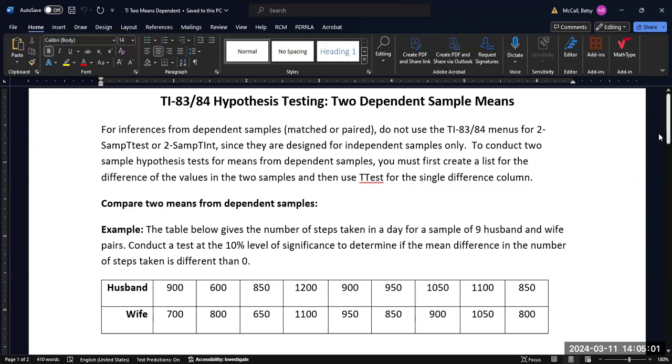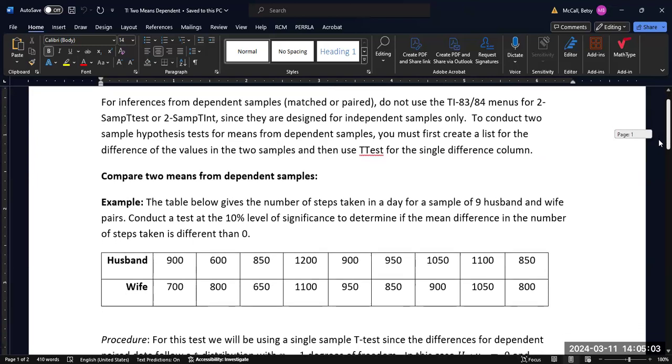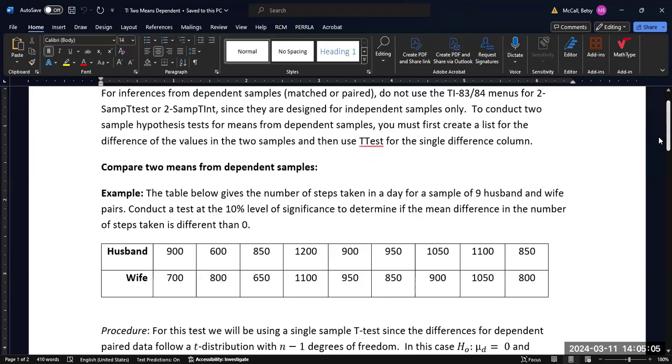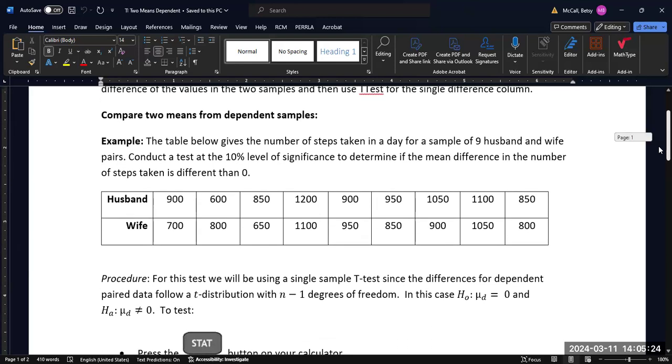They may be taken at the same time, or they may be based on, say, opinion of the same ad or something like that. So each observation in the two categories is related to each other directly. So that means that they depend on each other. So let's look at some sample data and see how it goes.